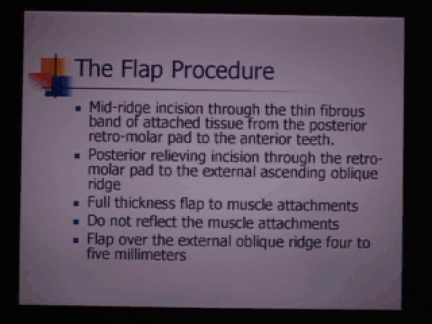The flap procedure for the mandibular unilateral. A mid-ridge incision through the thin fibrous band of connective tissue from the posterior retromolar pad to the anterior teeth is performed. A posterior relieving incision through the retromolar pad to the external ascending oblique ridge is then done. A full thickness flap to the muscle attachments is then completed. Do not reflect the muscle attachments. Flap over the external oblique ridge 4 to 5 millimeters.